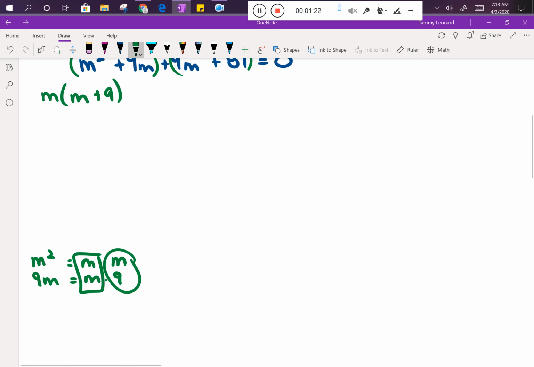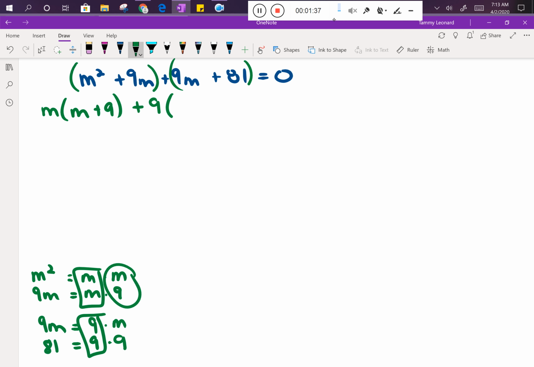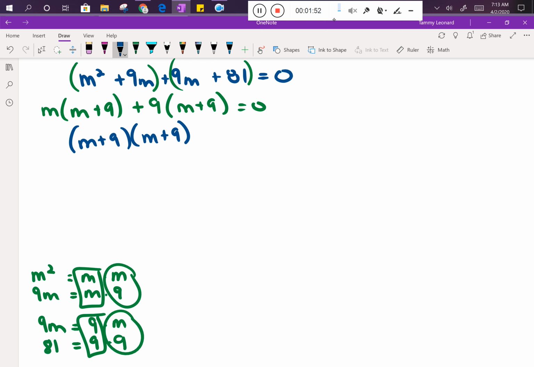Looking at the second pair, we have 9m and 81. Well, those are both divisible by 9, and would need to be multiplied by an m on the top and another 9 on the bottom. So we have a GCF of positive 9 and a binomial factor of m plus 9, which conveniently matches the binomial factor in the first half of the problem. So we can factor out the m plus 9, and that leaves behind a second factor of m plus 9 equals 0.